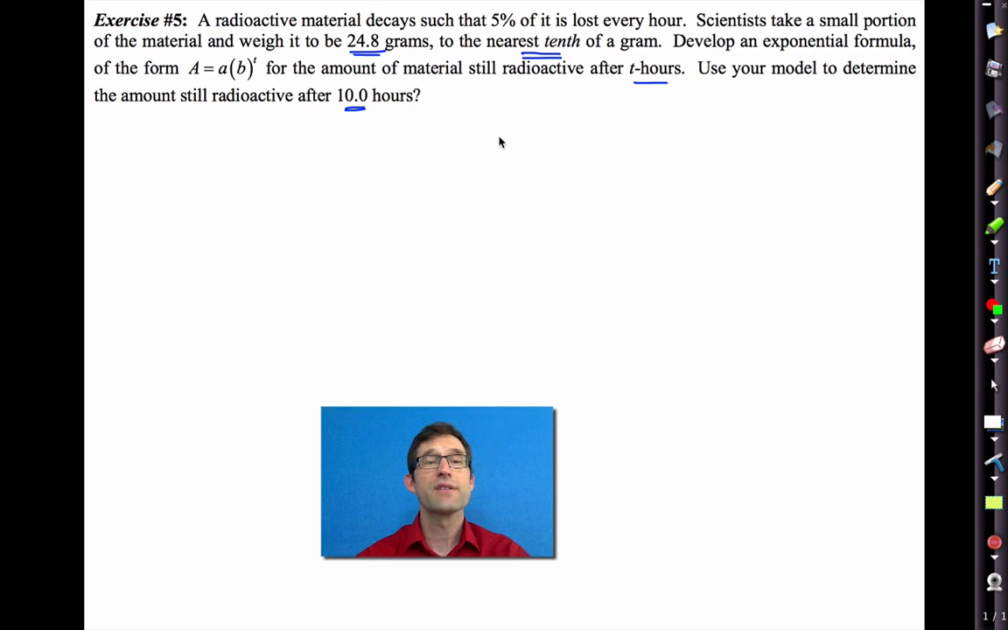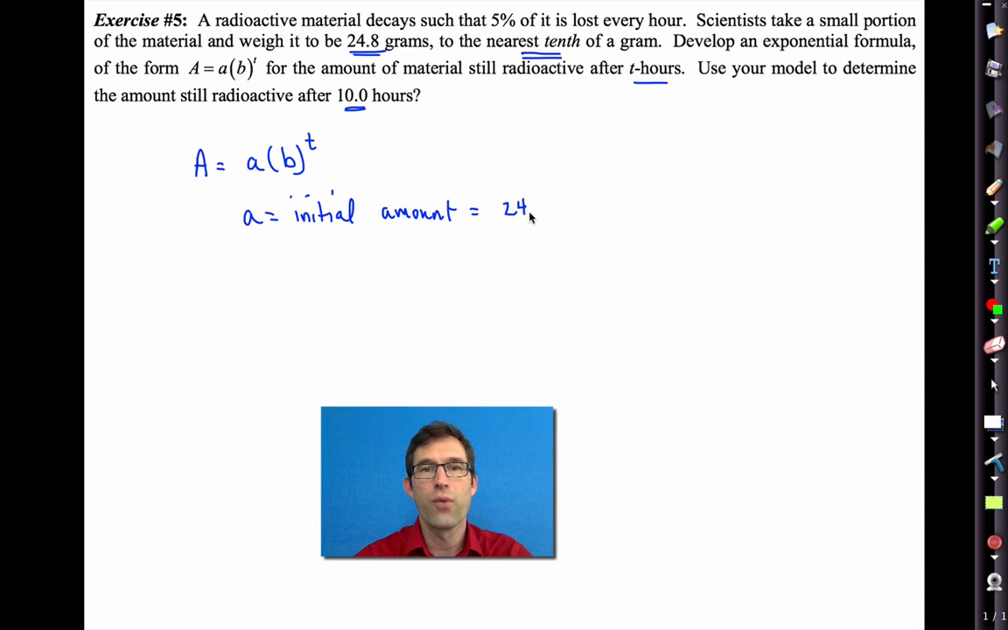All right, well, let's first model it. Remember, when we have a model like a times b to the t, a represents the initial amount. And the initial amount here is 24.8. B represents, if you will, the multiplier.